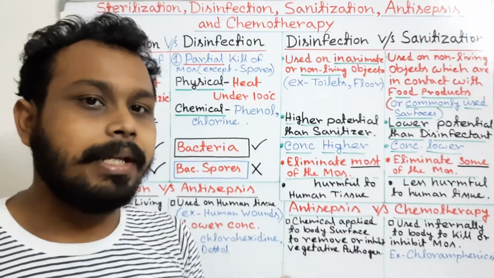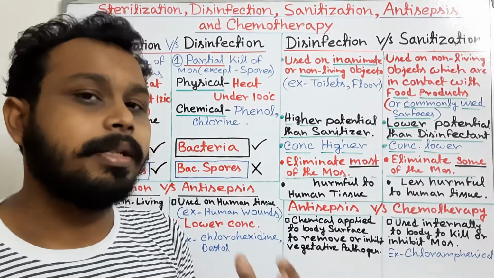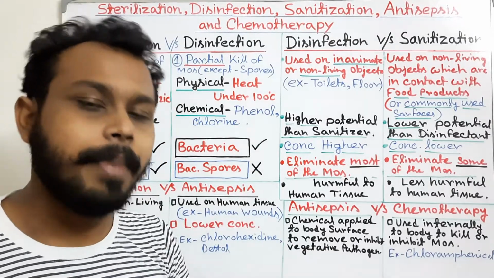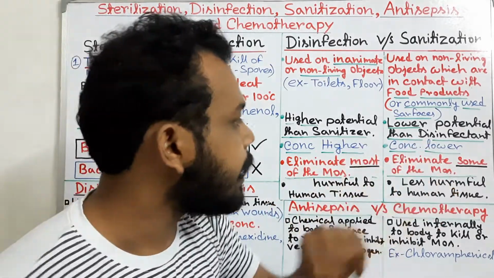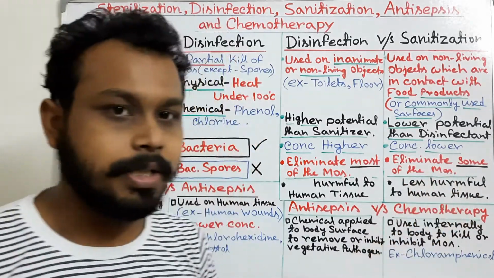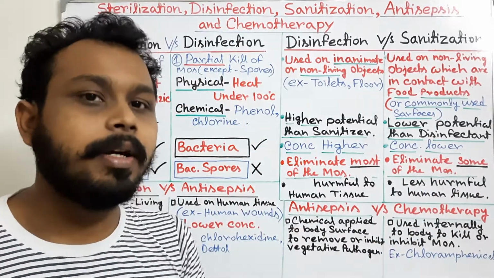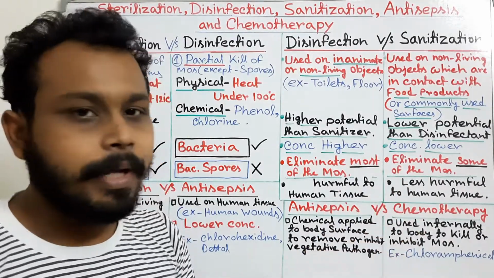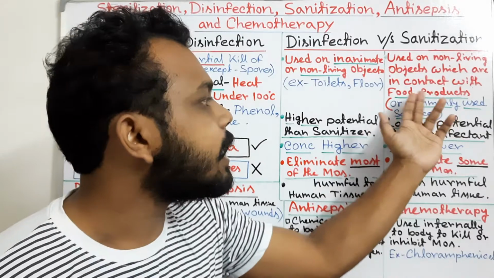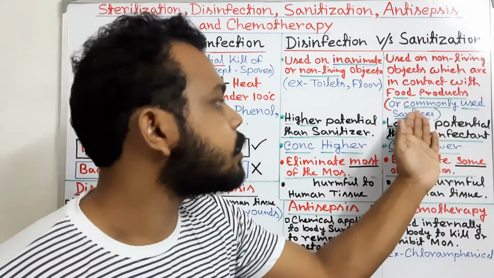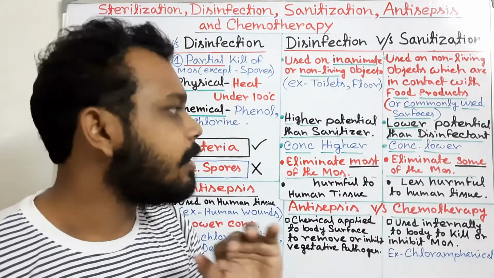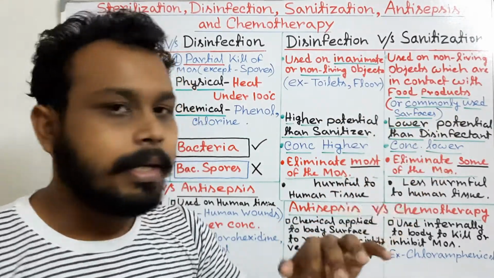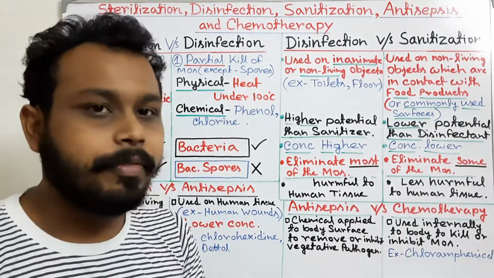That means disinfectants can kill and eliminate the pathogenic microorganisms as well as the vegetative microorganisms, but sanitizers can kill only some of the microorganisms. That means they can only inhibit the growth of pathogenic microorganisms, or of any microorganisms which are in contact with the food products or commonly used surfaces. That means they lessen the infections from the food products or from any other contact.